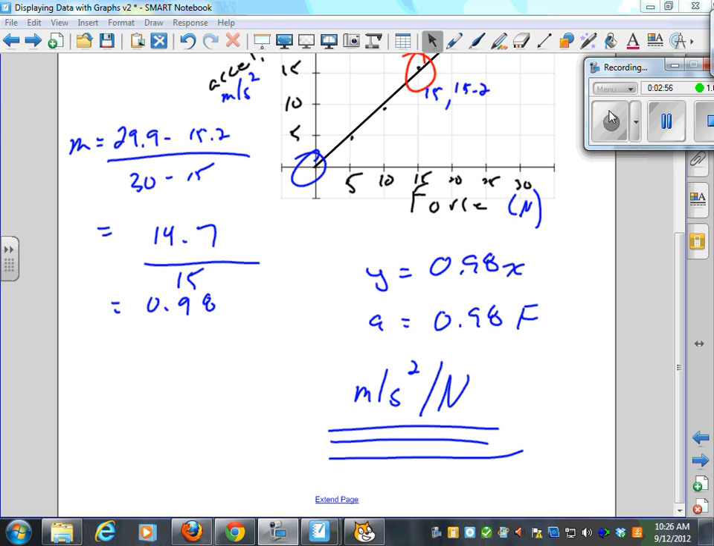Okay, so what did I get for a slope? I got 0.98 for my slope. My equation is acceleration equals 0.98 F, and my units are meters per second squared per Newton. Questions? I expect you to be able to do slope. Okay, it should be automatic. You should be able to find the slope of 2 points in about 15 seconds, provided you've got your calculator with you. You've got to be able to do it.